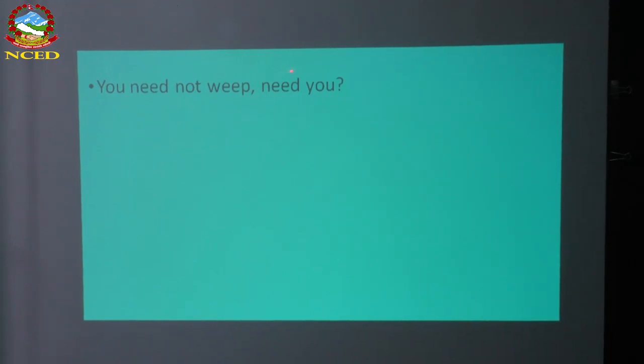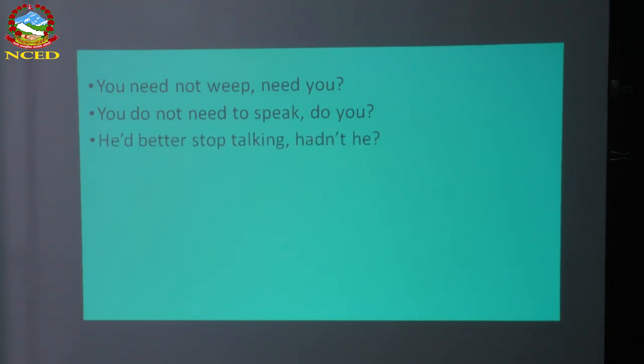"You need not weep, need you?" Okay, this is also similar to the previous one. Here, instead of "dare," you have "need," and "need" is repeated in the tag. You need not weep, need you. Need is repeated. But with the same use of "need," there is "You do not need to speak." There is the insertion of "do," then at that time we use the do form. Do you? You do not need to speak, do you? Next example.